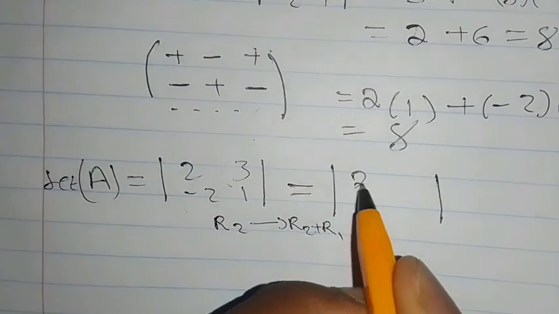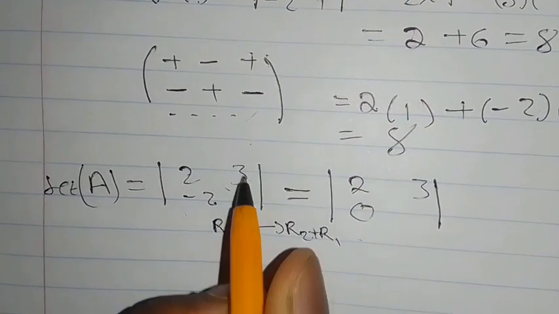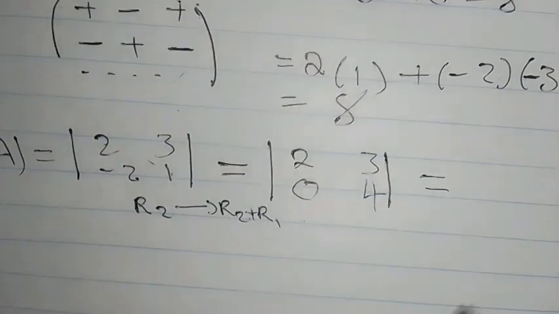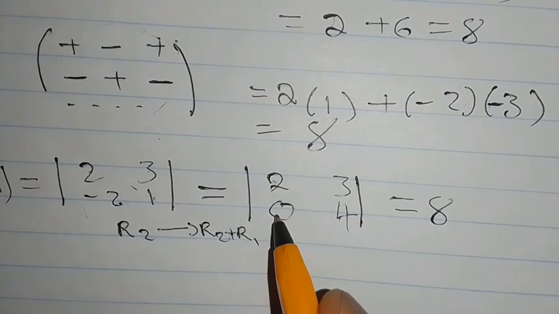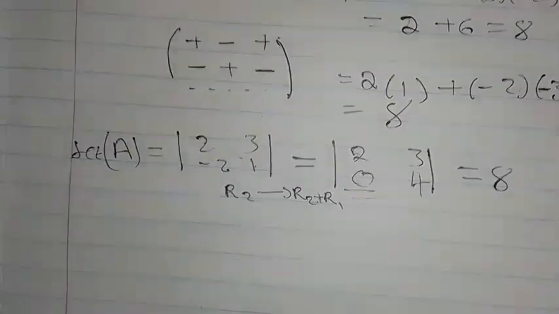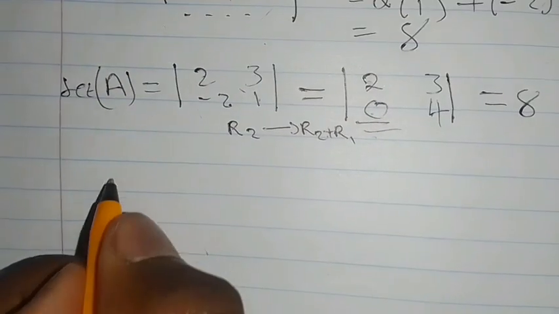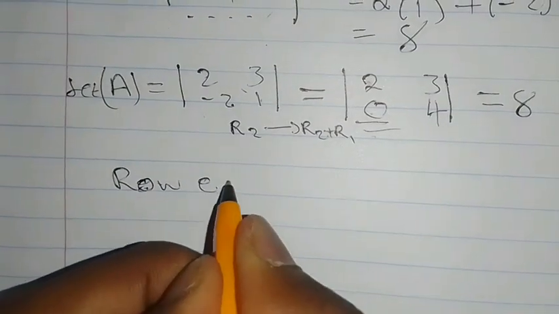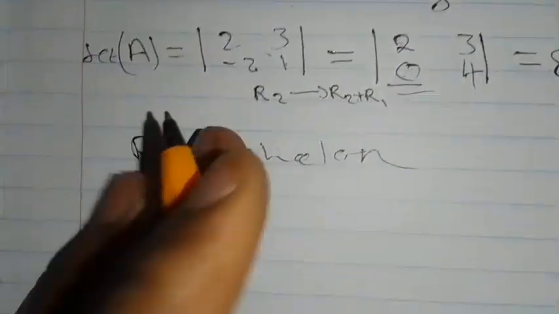So we keep row 1 the same, and then row 2 plus row 1 is going to be minus 2 plus 2, which gives you 0, and then we have 1 plus 3, which gives you 4. And if you were to evaluate that determinant, you're also going to get 8, because it's 2 times 4, which gives you 8, and then you have minus 3 by 0, which just gives you 0. Then you end up with that determinant basically being 8. And now this skill here of manipulating rows, we end up having to use something called a row echelon form. So for this one, we're basically going to use the diagonal to evaluate the determinant.